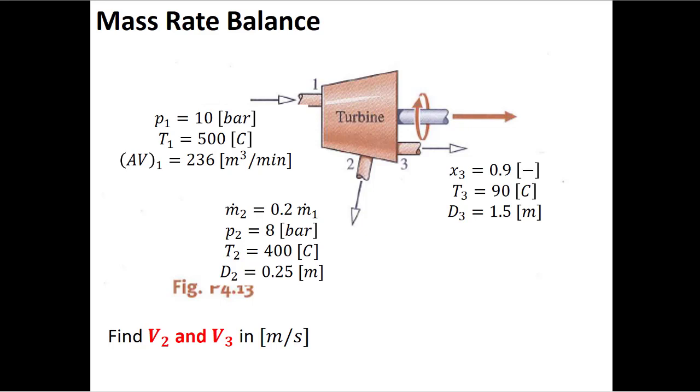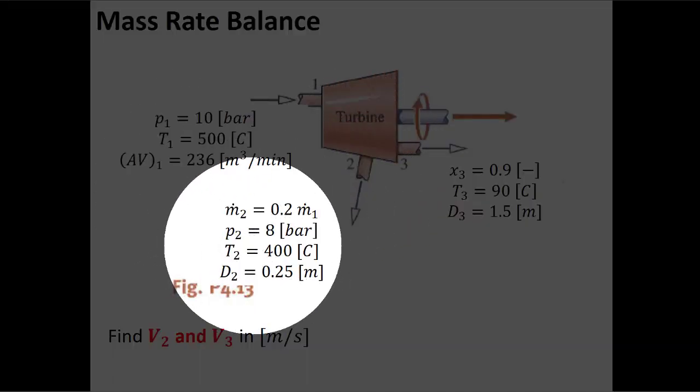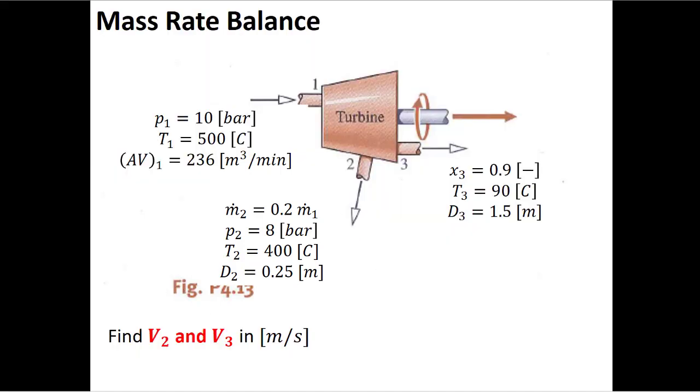Now at state 2, which is this outlet of the turbine, we know that the mass flow rate here is 20% of the total mass flow rate. We're also told that the pressure is 8 bar, that the temperature is 400 degrees Celsius, and we have a diameter for the pipe at state 2. At state 3, we know that the quality is 0.9, that the temperature is 90 degrees Celsius, and we're given a diameter here of 1.5 meters. We're asked to find V2 and V3, those are velocities, in meters per second.